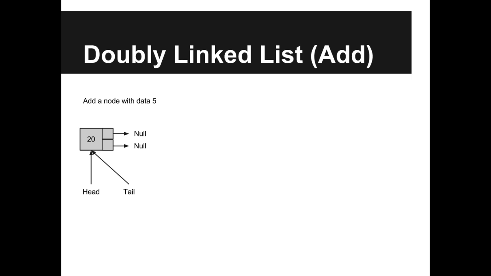Now let's say that we want to add a node with the data 5 into our linked list and we want to put it at the end of the linked list. The first step again is to make a node with data 5 and point the previous and next pointer to null. Then, because we're putting at the end of our linked list, we're gonna look at the tail and then point the previous pointer of the node that we have made to the node that the tail is pointing at currently. So the previous pointer of 5 is pointing at what the tail is pointing at.